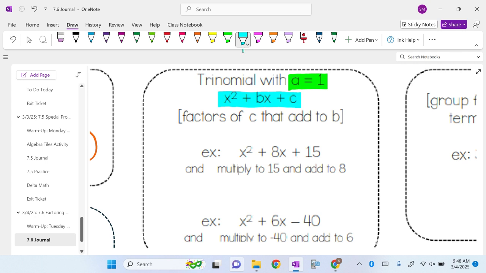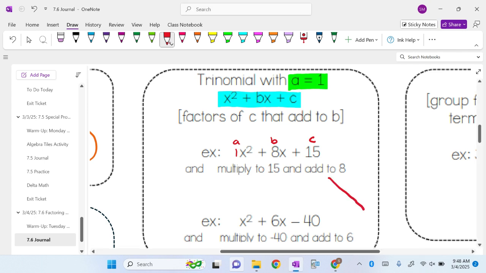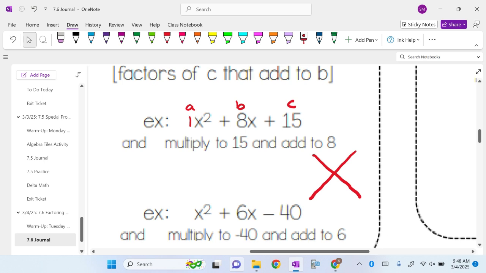Whenever we factor a trinomial, what is the thing that we always start with? So we label ABC first. But after that, what do we always do? What method? Big X. So you always do big X. What goes up top? Not A and B. A times C. So what's 1 times 15? 15. Again, we don't care about the variables. What goes on the bottom?